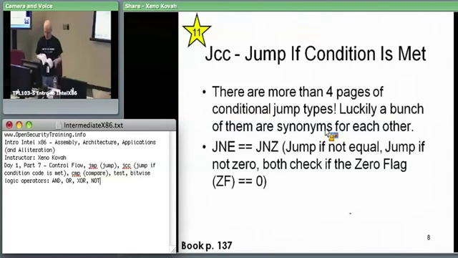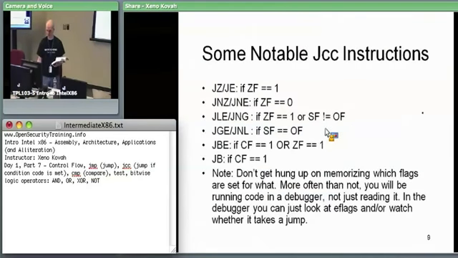Yeah. So book 137 actually has all of these conditions. So if I want jump not greater than, it's zero flag or sign flag not equal. I think I already have that. There you go, jump not greater than.